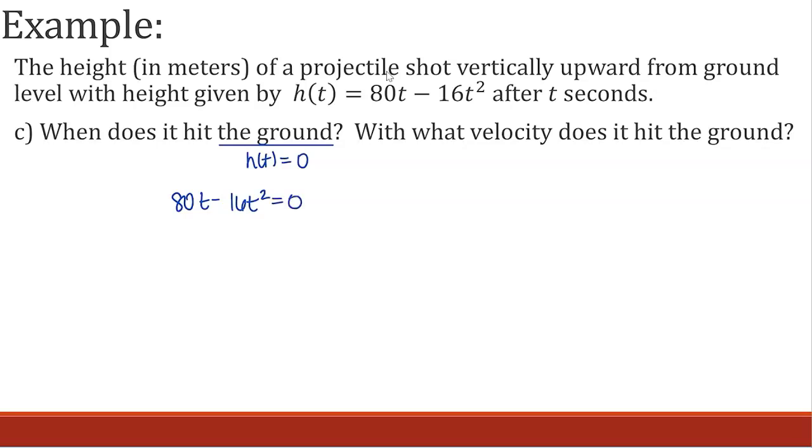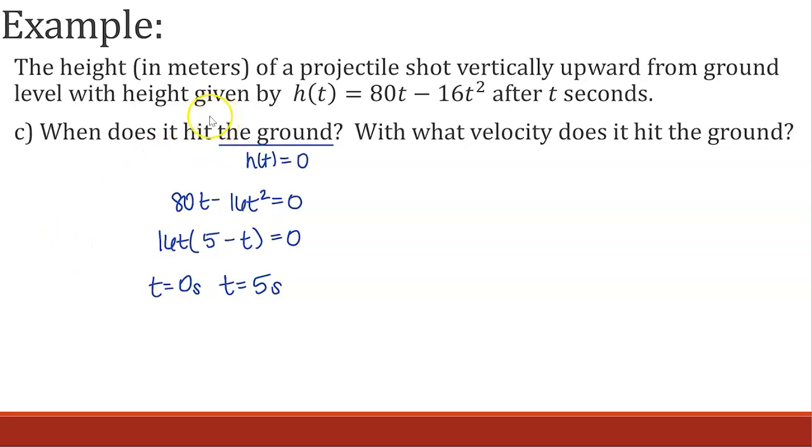To solve this quadratic equation, I'm going to factor. I'm going to factor out a 16t, and I'm left with 5 minus t, in parentheses, is equal to 0. And then I can set each factor equal to 0. So 16t would give me t is equal to 0. And then t is equal to 5. All right, so these are both times, right? So time, this is 0 seconds and 5 seconds.